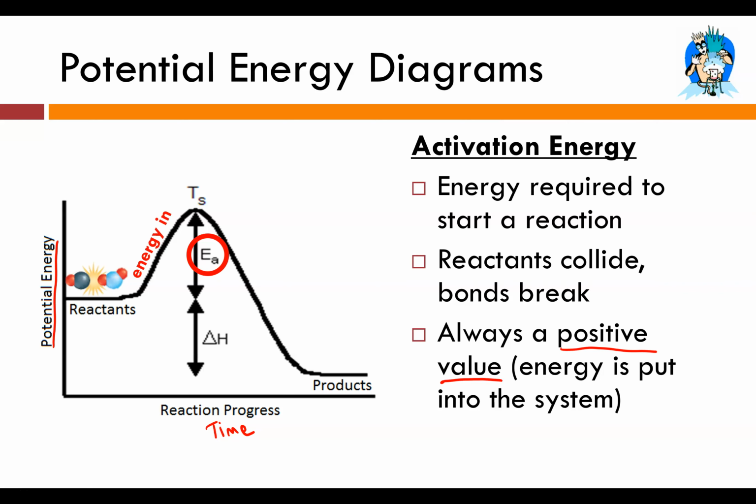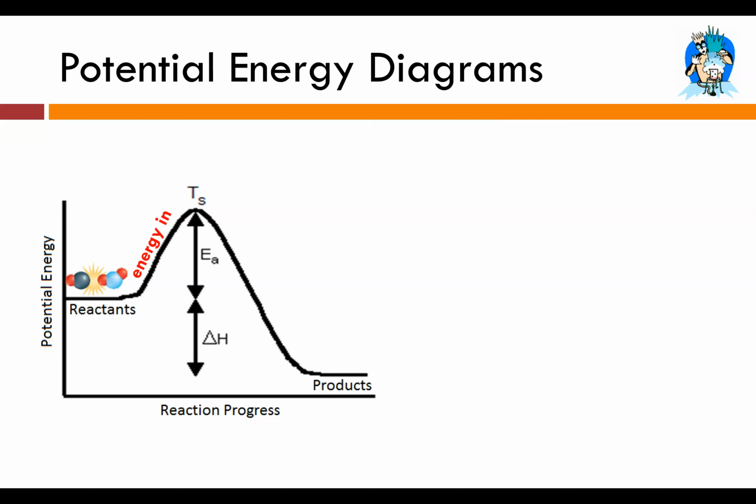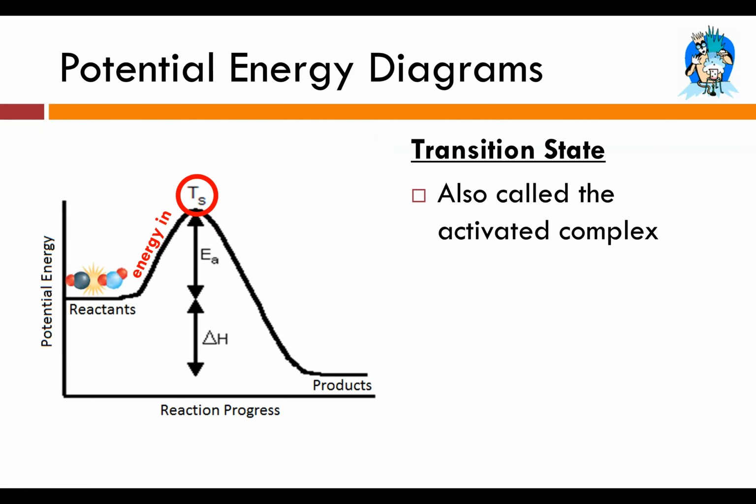Once activation energy has been put in and the molecules are colliding with sufficient energy, you could reach what's called the transition state, which is this T sub S, the top of the hill, and it's sometimes called the activated complex. So just get familiarized with hearing both of those terms.